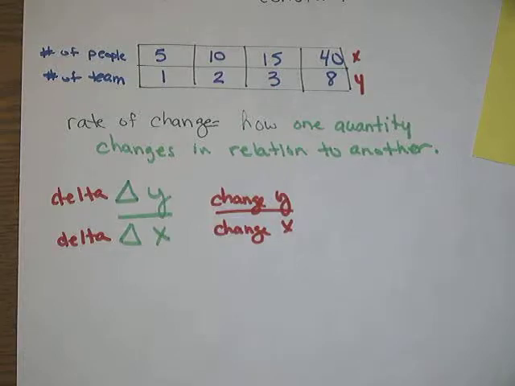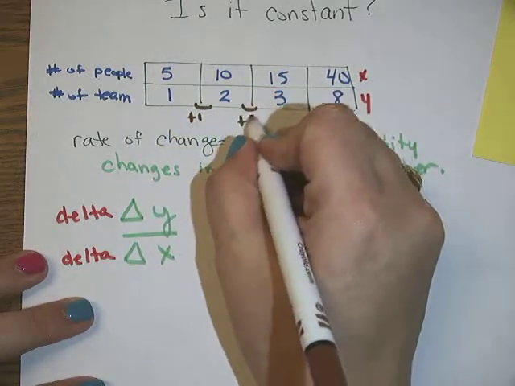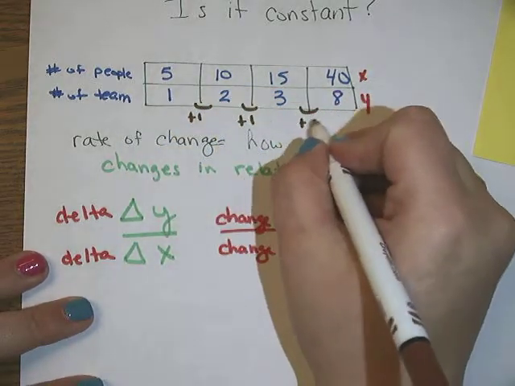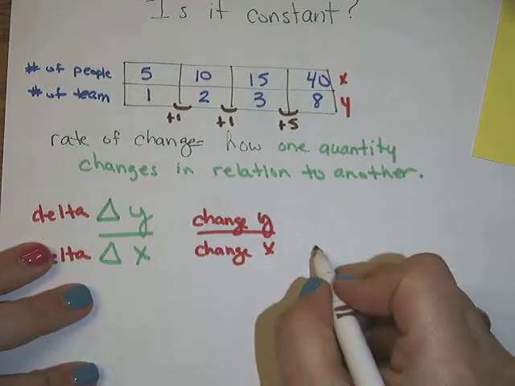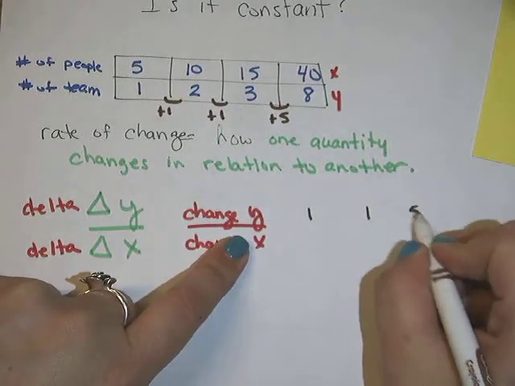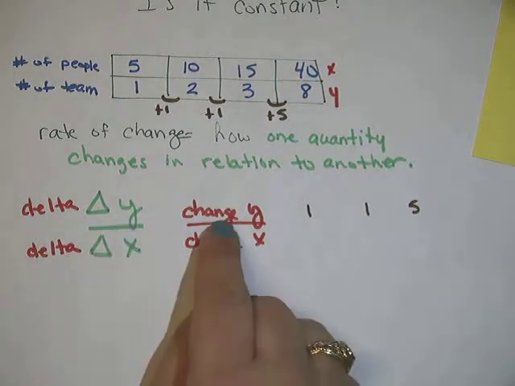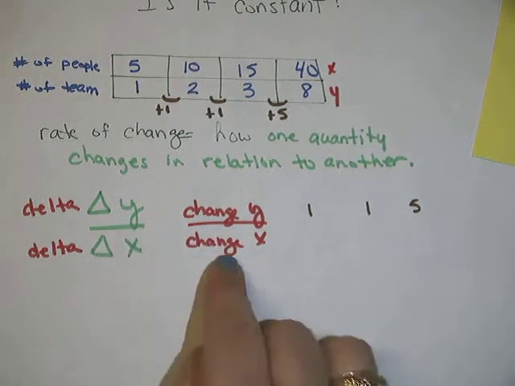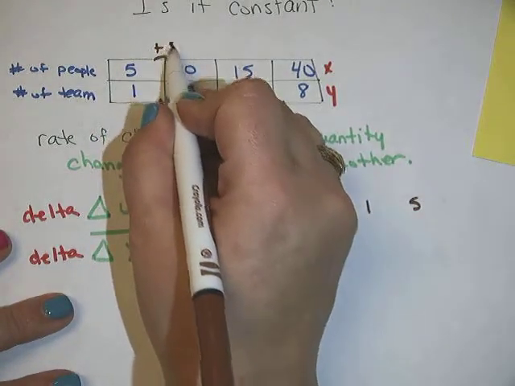So let's go up to y. How am I getting from 1 to 2? Plus 1. How am I getting from 2 to 3? Plus 1. And 3 to 8? Plus 5. So the change in y is 1, 1, 5. Everybody know where those numbers came from? Okay, so it's delta y, or the change in y, over delta x, which is the change in x.